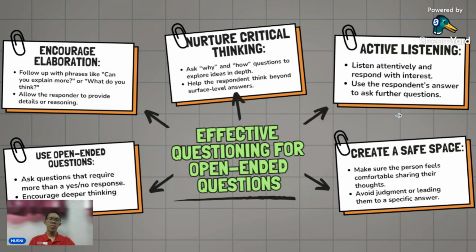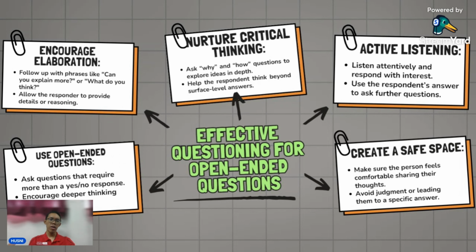Right. So that's the video I have provided. Based on the video, there are 5 key components that we can extract from the teacher. First one is the usage of open-ended questions. The teacher asks questions that require more than a yes or no response, and that encourages deeper thinking and reflection.